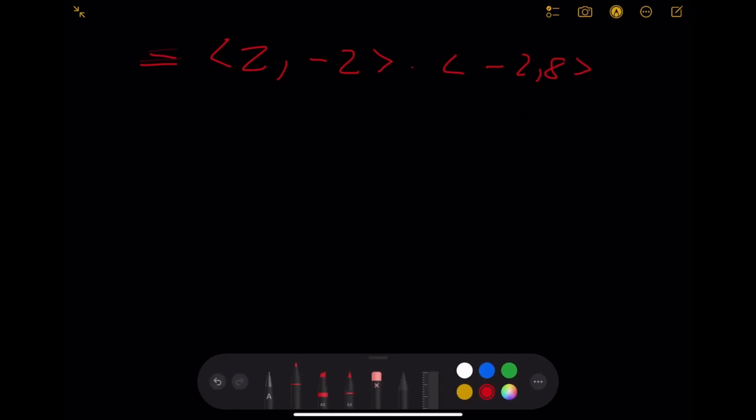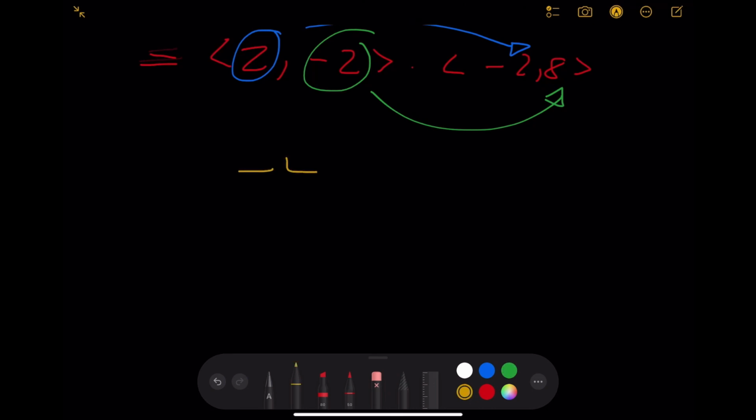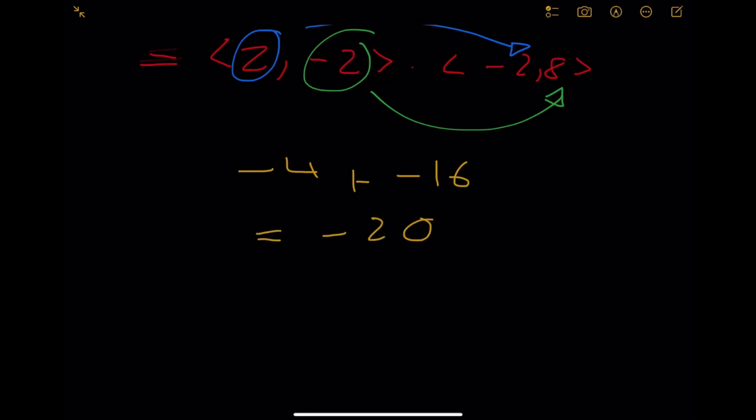And then obviously to do the dot product from here, you'd be taking this, multiplying it with this, and then you would be taking this here, multiplying it with 8 over here, and then adding them together. So 2 times -2 is -4, plus -2 times 8 is -16, and you end up with -20, and that is your final answer.